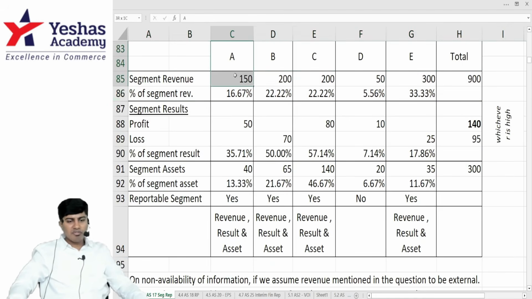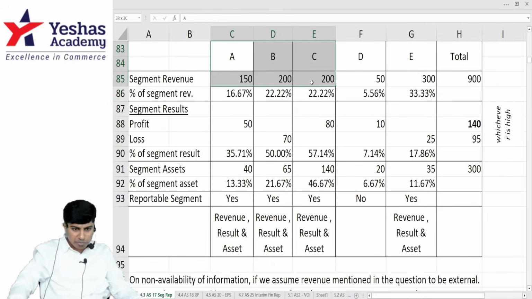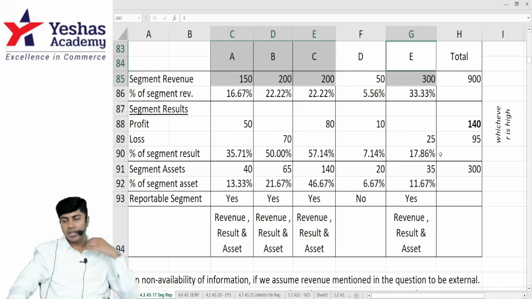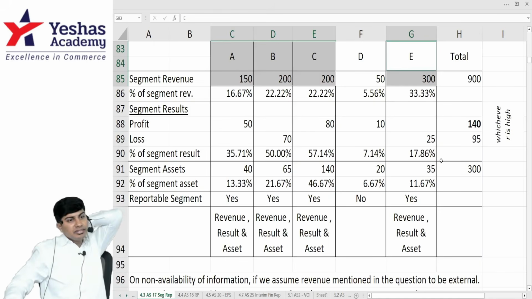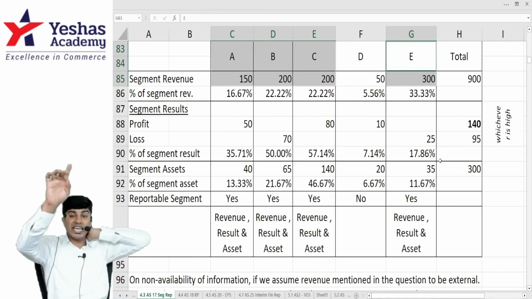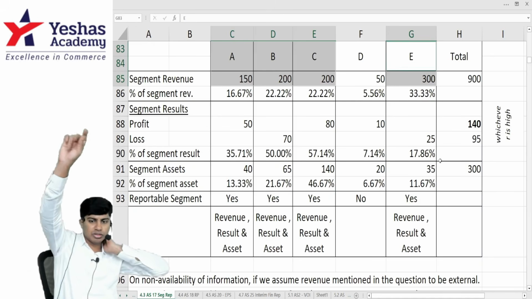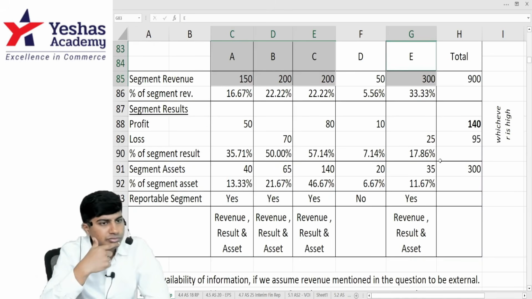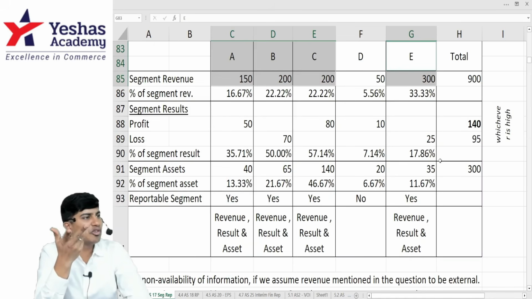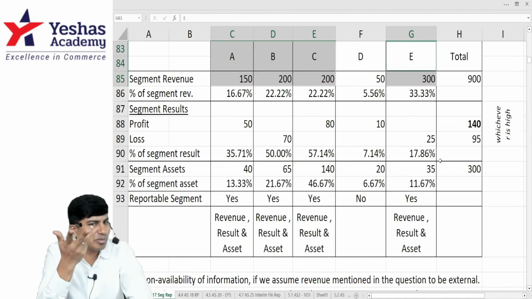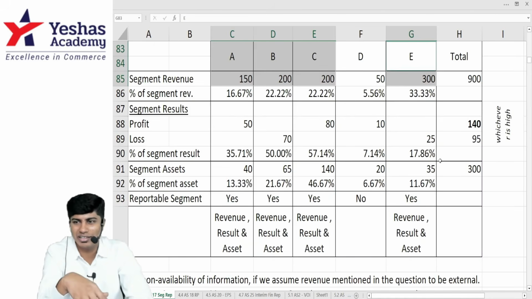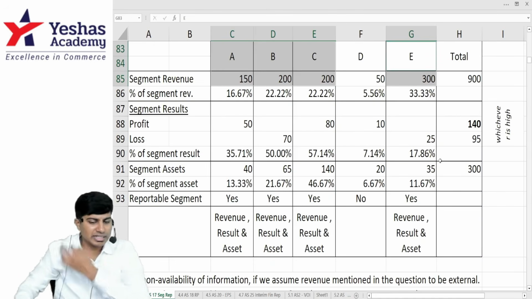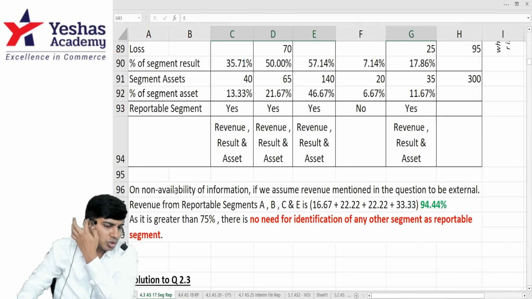Okay, do this. 150 plus 200 plus 200 plus 300. What do we get? 850. A, B, C and E revenue. You took this number, divided by 900. 94 point. Is it more than 75%? Yeah. So you don't have to apply that. They have not asked. I still told you how to check. That's the reason.